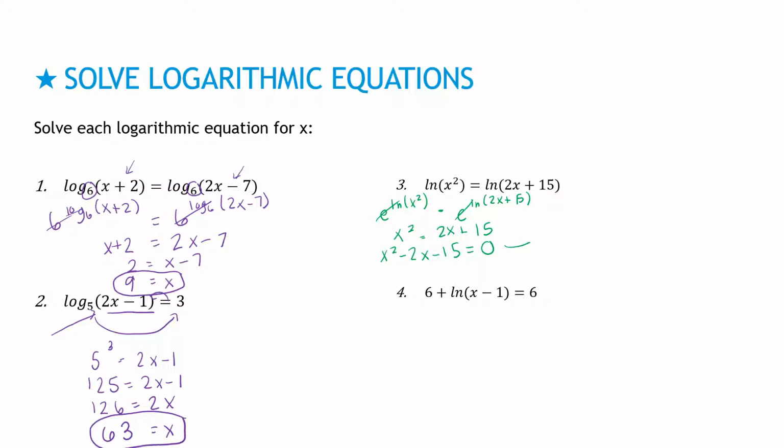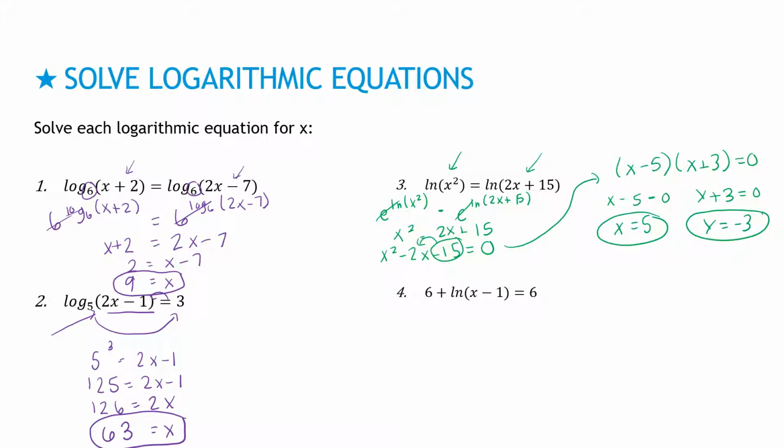From here, let's factor. What numbers multiply to negative 15 that have a difference of negative 2? That would be negative 5 and positive 3, which means if I set x minus 5 equal to 0, I get positive 5. If I set x plus 3 equal to 0, I get negative 3. Now, a lot of times we get concerned when we have an answer like negative 3, but this would be x squared, which would be positive 9. This would be negative 6 plus 15, which is positive 9. So this guy works, as does this one. So I actually have 2 answers for that one.